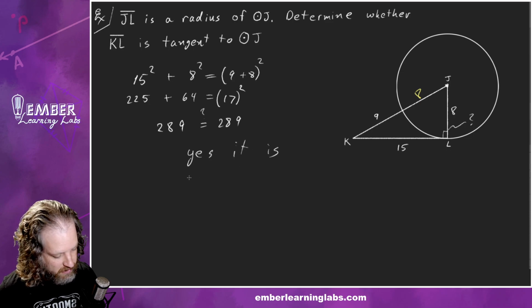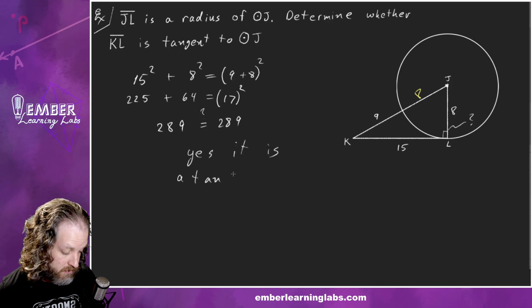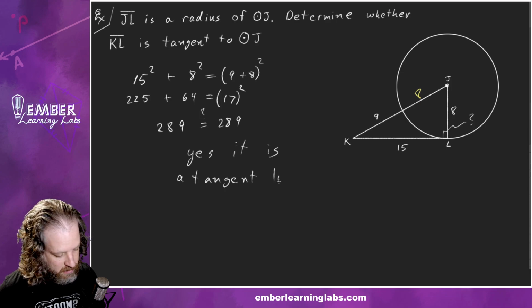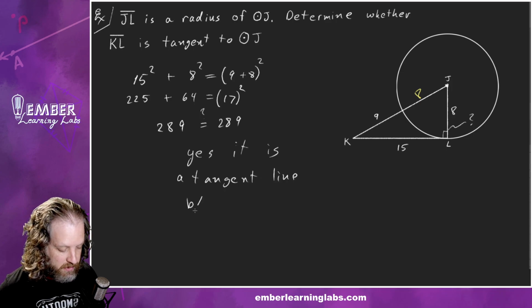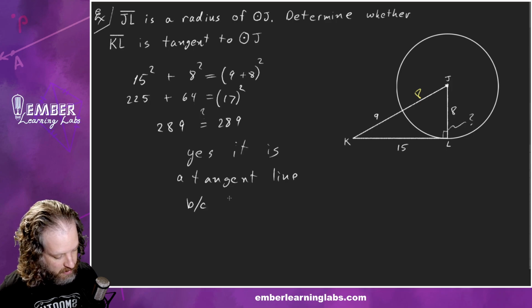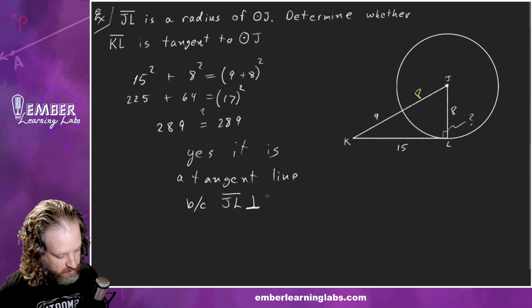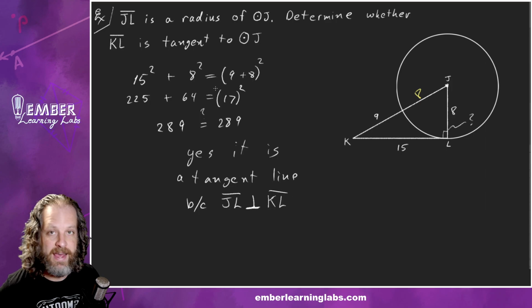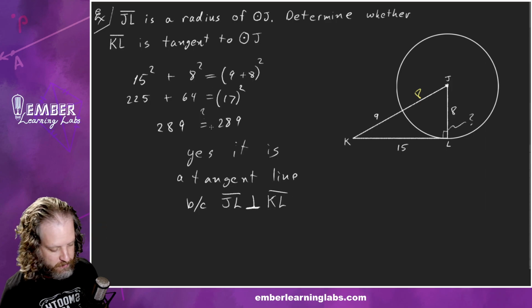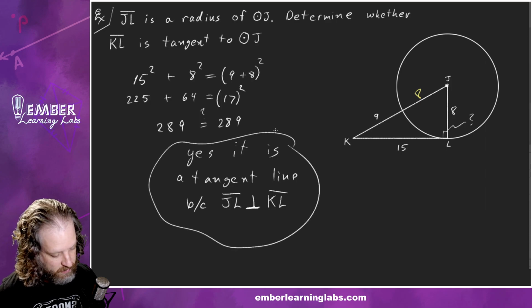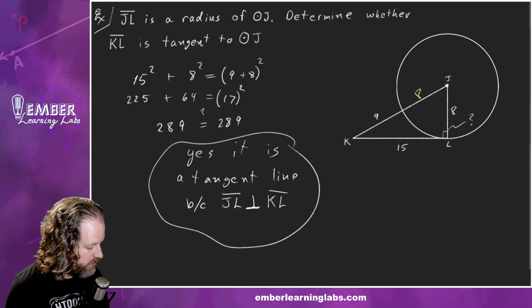It is a tangent line because JL is perpendicular to KL. We could write a little proof for this problem if we wanted to, but we don't have to. So let's do the next example.